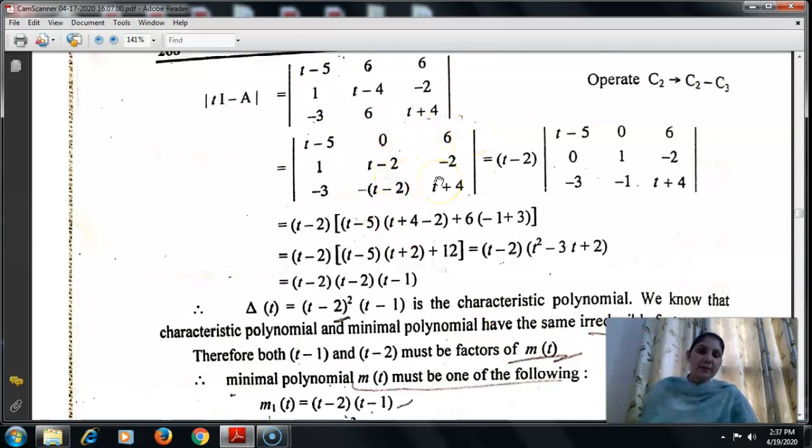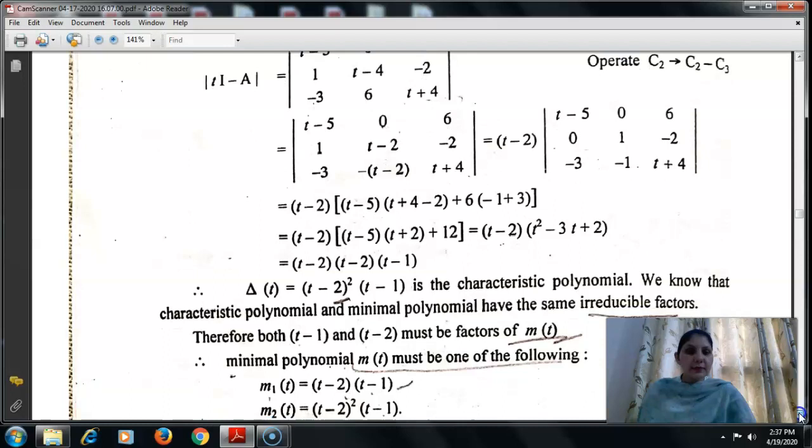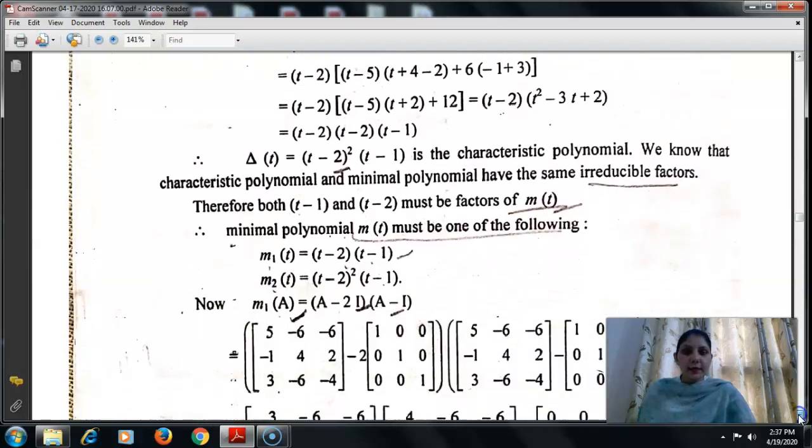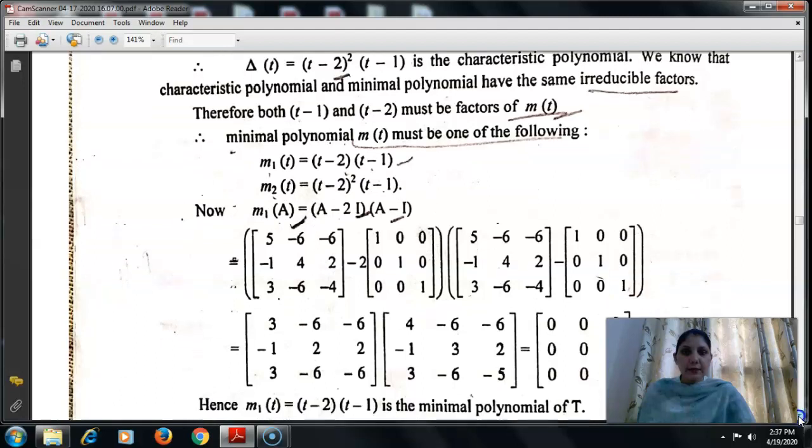which is very easy by applying the operations. So we get the polynomial (t-2) squared (t-1). So the characteristic polynomial of this matrix comes out to be Δ(t) = (t-2)^2 (t-1). Now we want to find the minimal polynomial. For the minimal polynomial, we know so far that it will have the same factors as the characteristic polynomial, but when writing these factors in the minimal polynomial, what will be the condition on the powers?